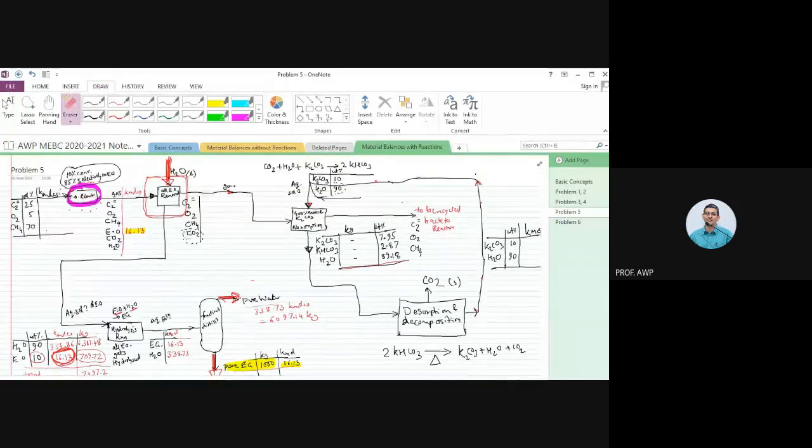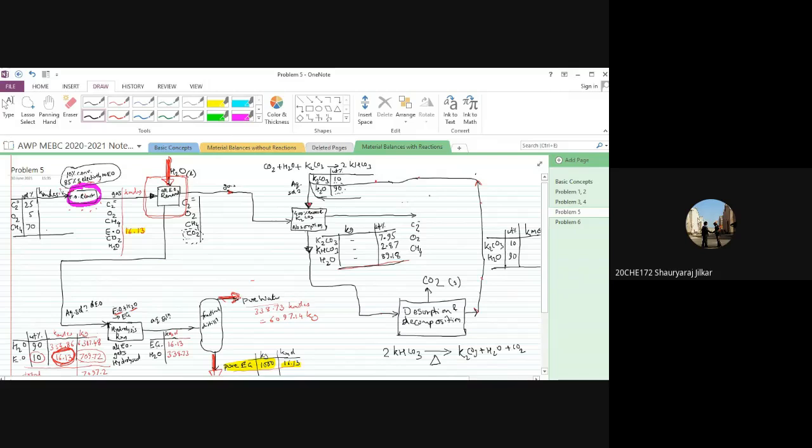Correct, absolutely correct. But right now we are not doing this. Right now I have not shown this arrow going back. Right now we are not doing that kind of problem. We will do this problem with this recycle once again after the mid-sem.